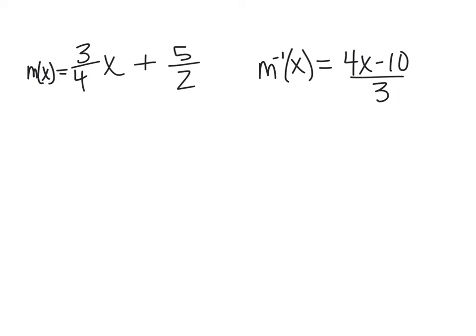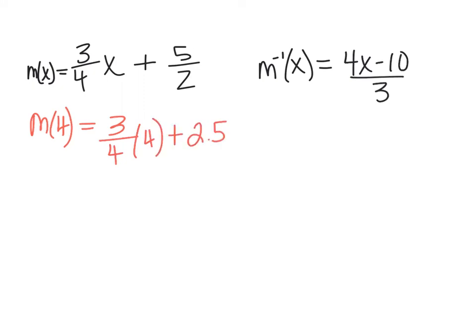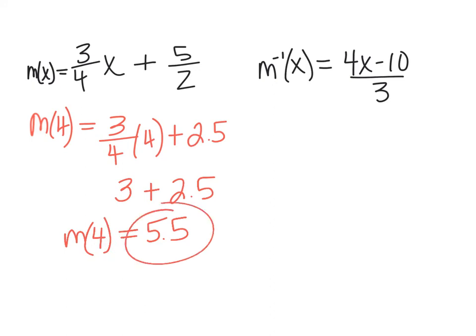All right, so let's do a quick check on this one. I'm going to pick a number I can easily find 3/4 of. So I'm just going to pick 4. So I'm going to do m of 4. I'm going to plug in a 4 for the x for my check, and then plus 5/2. I'm just going to change that to a decimal, 2.5. So if I do 3/4 of 4, I end up with 3 plus 2.5 is 5.5. So when I do m of 4, I end up with 5.5. Now I'm going to take that 5.5 and plug it in up here in my inverse function, and hopefully I get an output of 4 because that's what I started with.